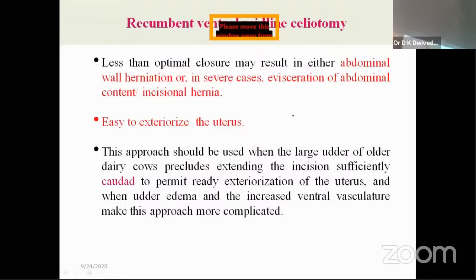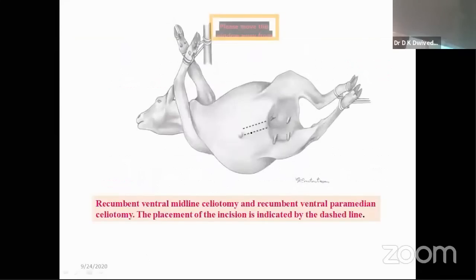And also, the merit of this approach is that you can easily exteriorize the uterus. That is the main benefit or merit of the recumbent ventral midline approach. Next, this is the diagram indicating the ventral midline approach, showing how we have to restrain the animal during the procedure. This is the ventral midline incision, and if you put the incision slightly lateral, 5-10 centimeters from the midline, then this is the ventral paramedian approach for the C-section.